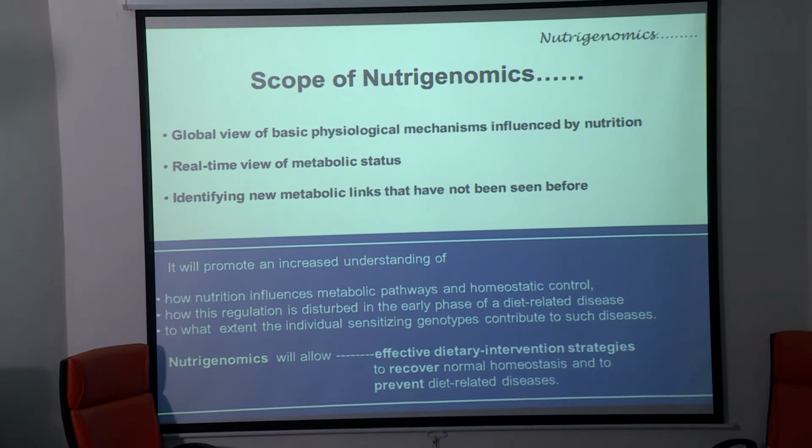So as a result, it will allow very effective dietary intervention strategies. It will help in recovering the normal homeostasis of the cells, and as a result prevent the onset of that disease. So all this information, if we know at the basic level itself, we can prevent or mitigate the onset of that disease in a very effective way through the diet itself, without medicines. So if you want to do that, you need to have very clear signatures which will be indicative, yes, this is what is needed for it, and this is how we should proceed.